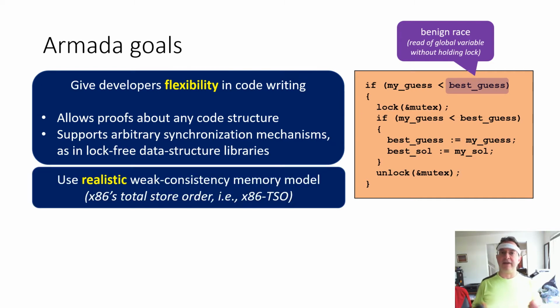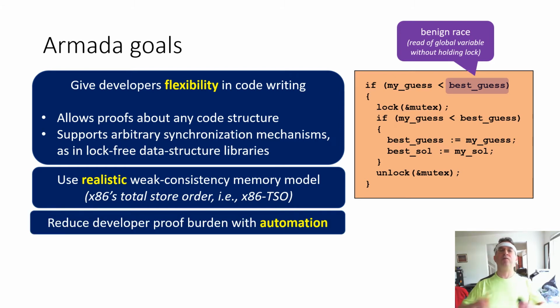Our next goal is realism. We're going to run these programs on real machines, so we need to model those machines' behavior. In particular, we want to model their weakly consistent memory. So we use the x86 TSO, or total store order, weak memory consistency model.